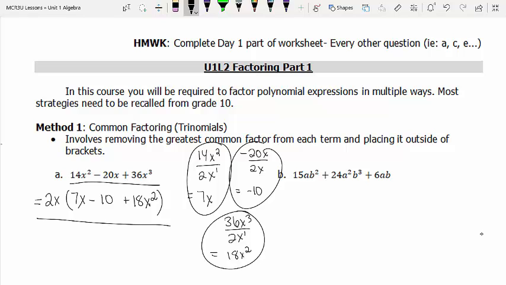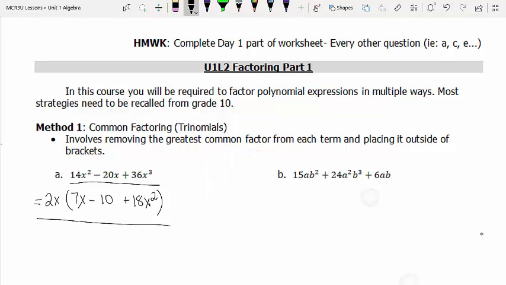Okay, I'm going to do the next one a little bit quicker. I'm not going to show that math off to the side, but feel free to do that if you need to. So let's figure out what the greatest common factor is. What is common between all the numbers? 15, 24, and 6. You're going to realize they can each be divided by 3.